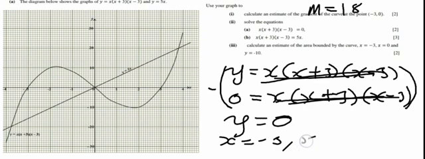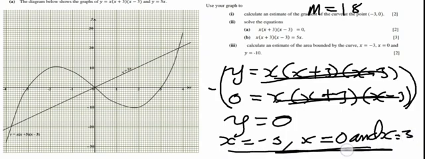comma, x is equal to, at this point here, x is equal to 0 and also y is equal to 0. So x is equal to 0 and x is equal to, at this point here, this one is positive 3. So x is equal to positive 3. So these are the values for y is equal to 0. So let's answer the next one, which is B.